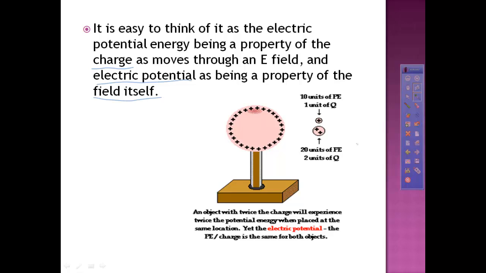For example, I have this picture over here for you. You have a little Van de Graaff generator, all has positive charge. Two positive charges over here. If it's 1 Q, it'll have a certain amount of potential energy, but if it's twice that Q, it'll have twice that much potential energy. But the electric potential of both of these is the same, because electric potential is voltage, and it's the same for both of these. The potential energy per unit charge is the same for both of them.